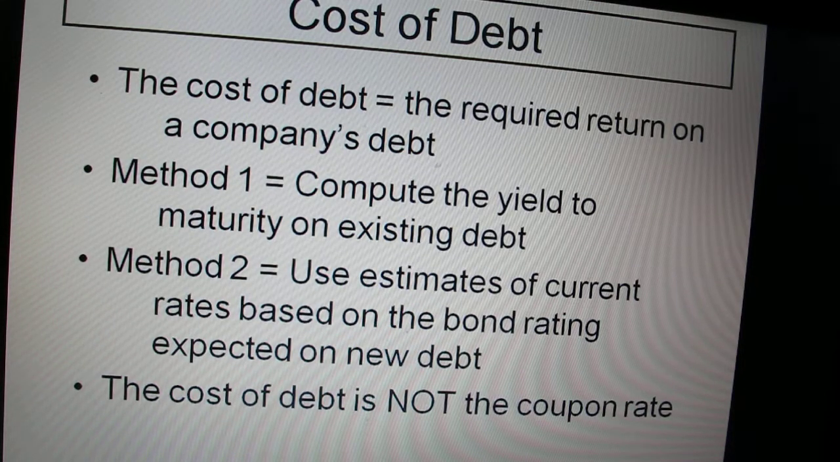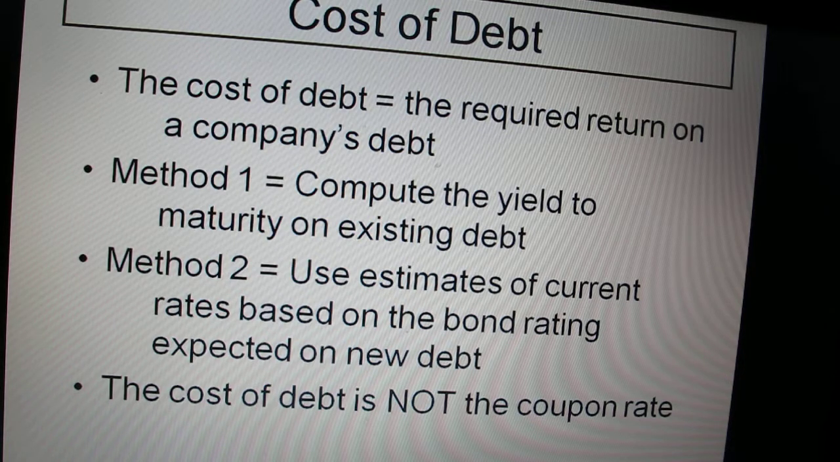Okay, we just went through the cost of equity. We're going to quickly move forward, starting with the cost of debt. The cost of debt is going to be symbolized here as RD, and you can think of this as the interest rate on new debt. The cost of debt here is going to be equal to the required return, in a sense, on a company's debt. Once again, we're going to see a couple methods.